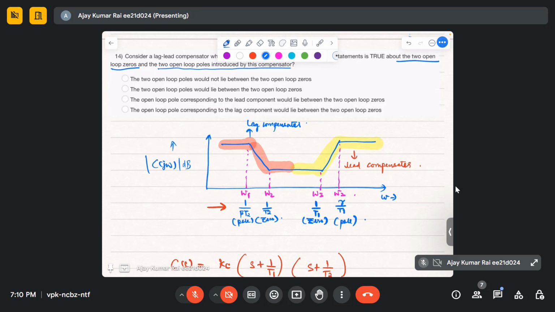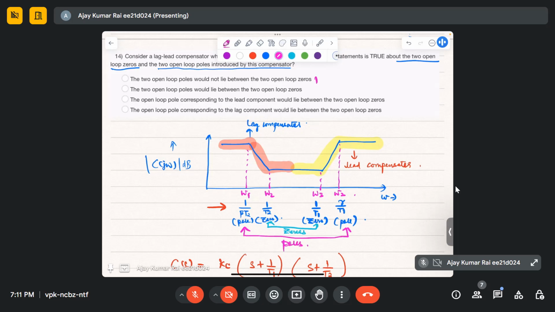What are, Sir, what are two? Correct. So these are open loop poles. And the two open loop poles would lie between two open loop zeros. That is like completely opposite, right? Because two open loop zeros are lying between two open loop poles. So these are zeros, and these are poles.